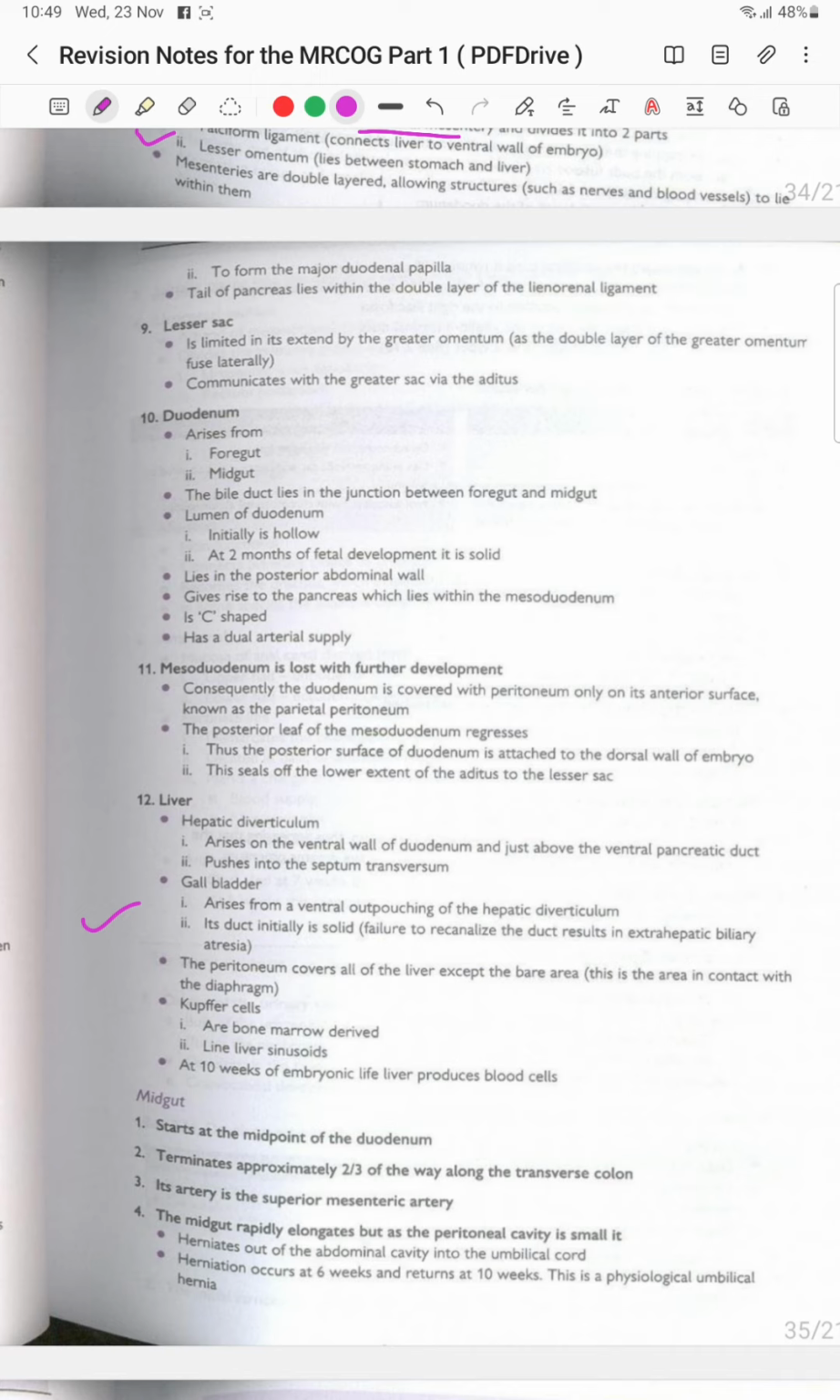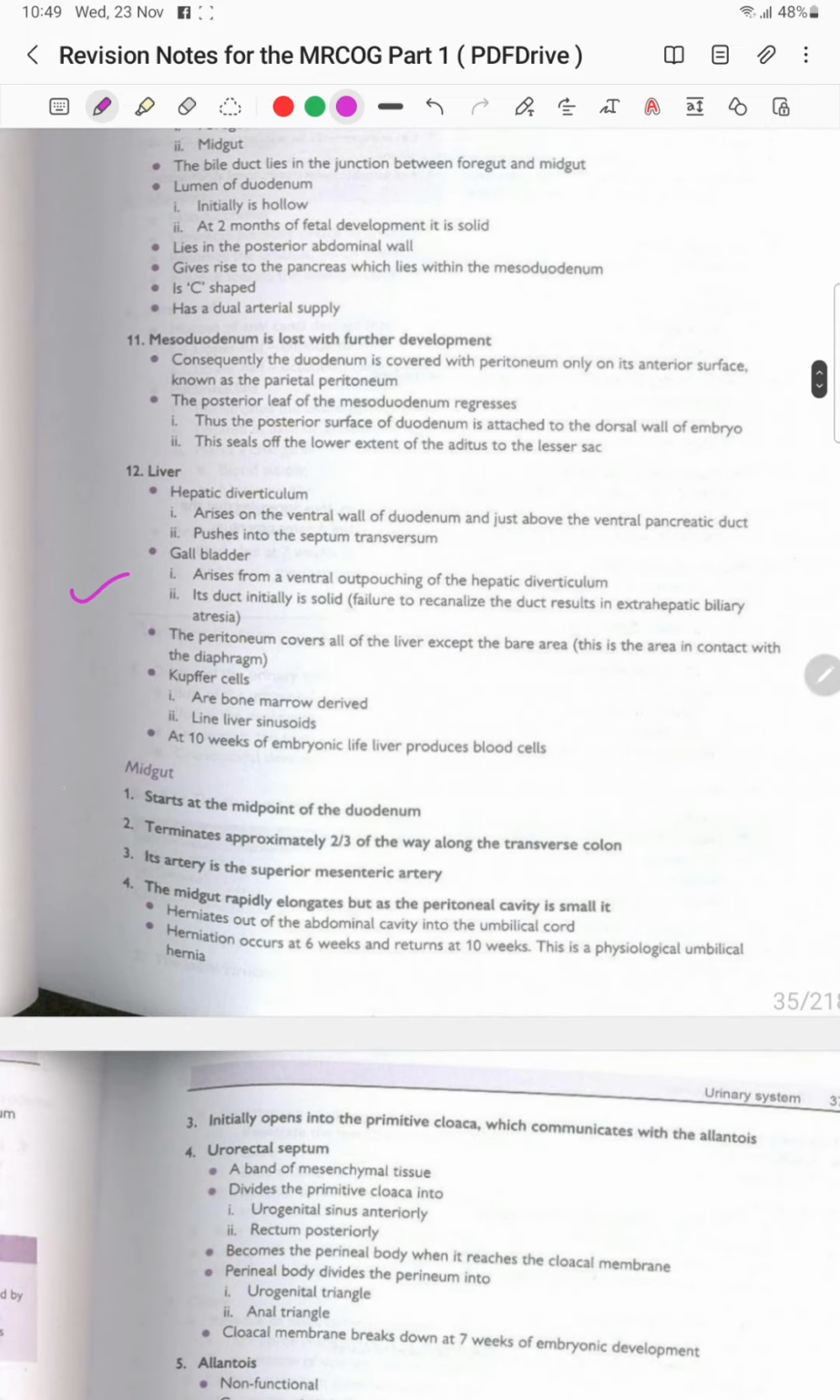bare area. This is the area in contact with the diaphragm. The Kupffer cells are bone marrow derived and line the liver sinusoids. At 10 weeks of embryonic life, the liver produces blood cells.